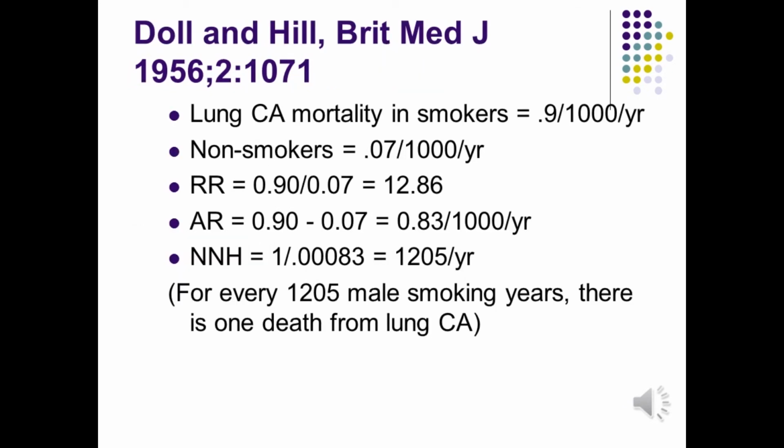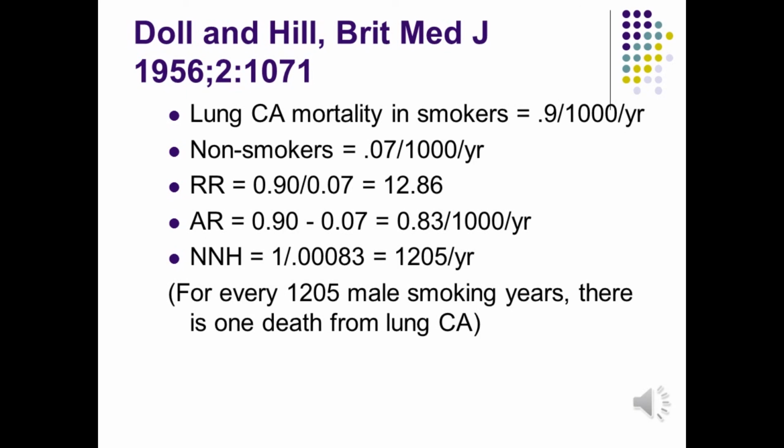This is a study that illustrates some of these measures. It's a study by Doll and Hill, published just a few years ago, on lung cancer mortality in smokers. What they found during the study period is that smokers died from lung cancer at a rate of 0.9 per 1,000 per year, and non-smokers died from lung cancer at a rate of 0.07 per 1,000 per year. This gave a relative risk, 0.9 over 0.07, of 12.86, meaning that those who smoked were 12.86 times more likely to die from lung cancer than those who didn't smoke.